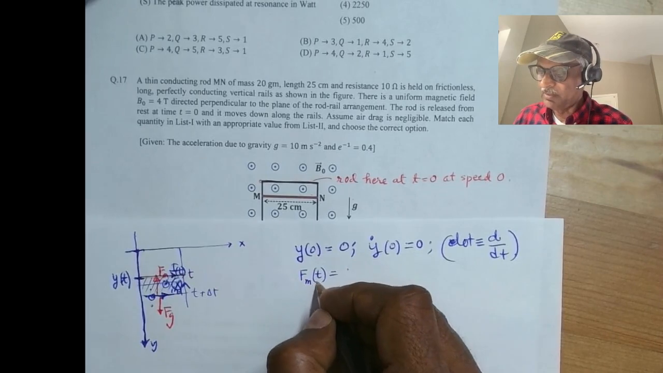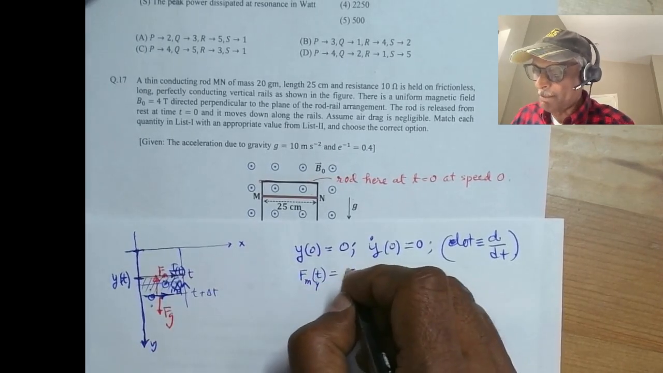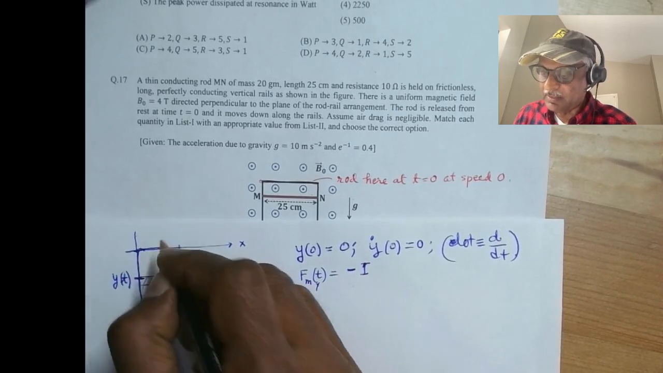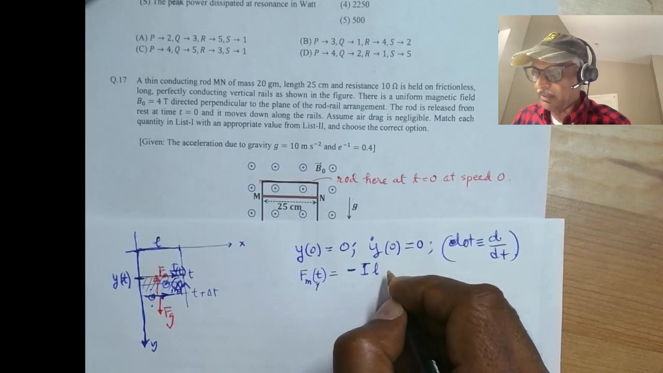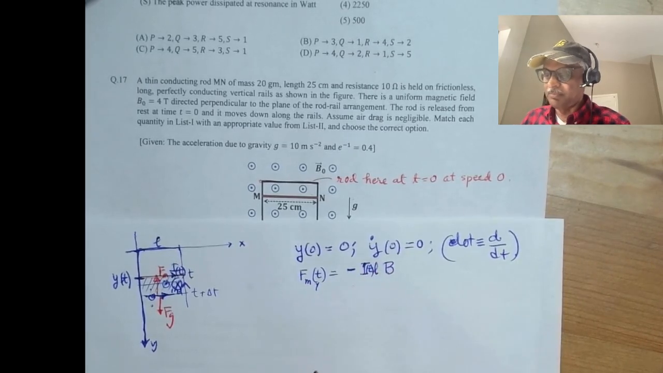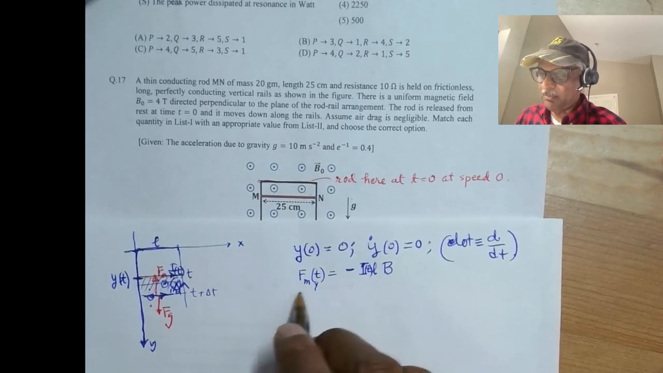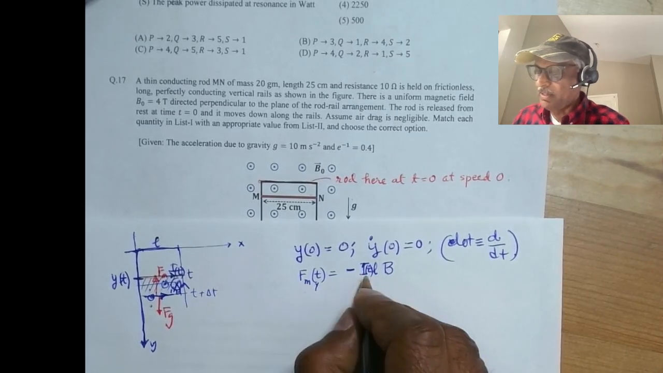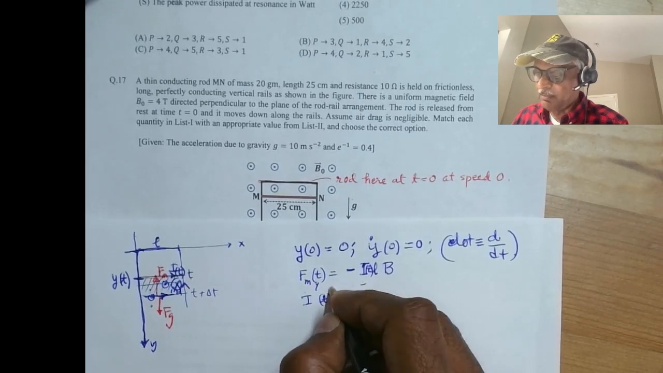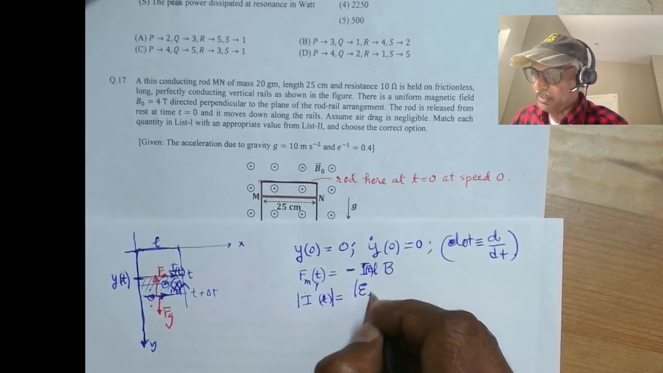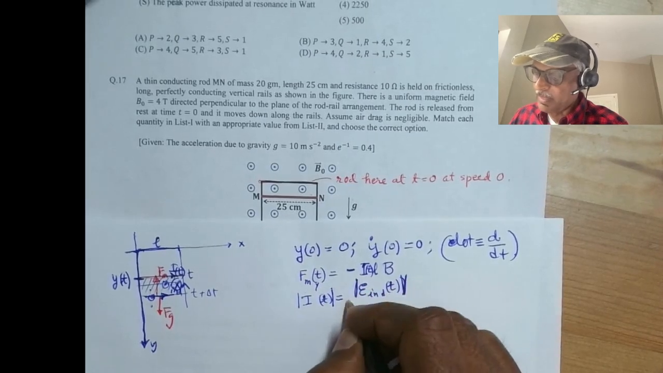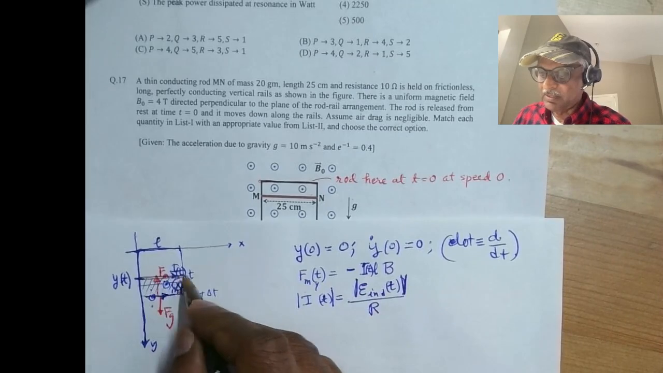The y component is going to be minus I, and this distance is L, so ILB, and I is a function of time. So this is at a different time, and what is I of t? It will be the magnitude of the induced EMF over the resistance of this wire.